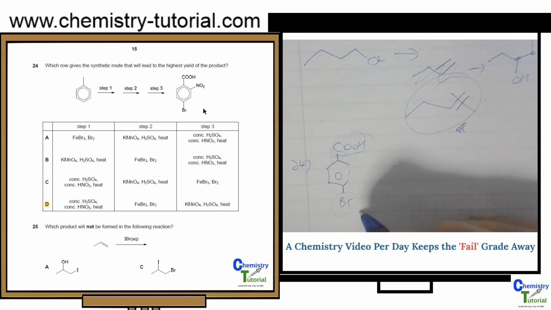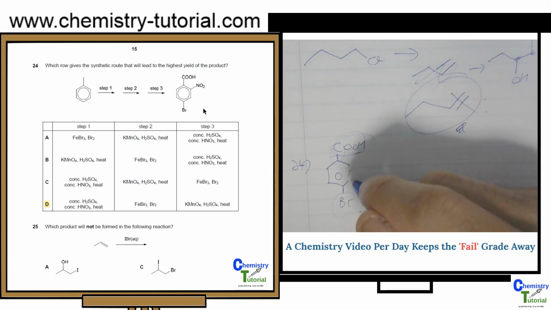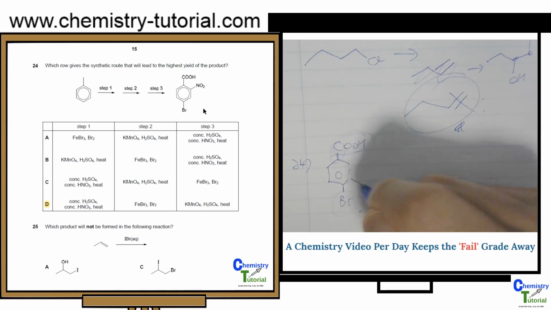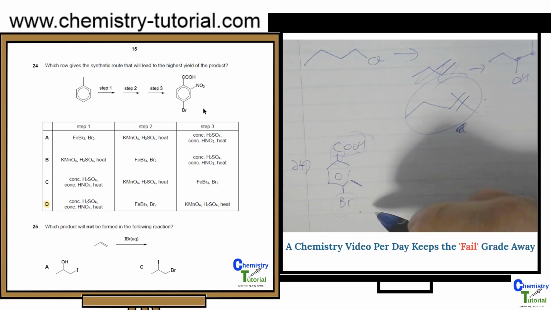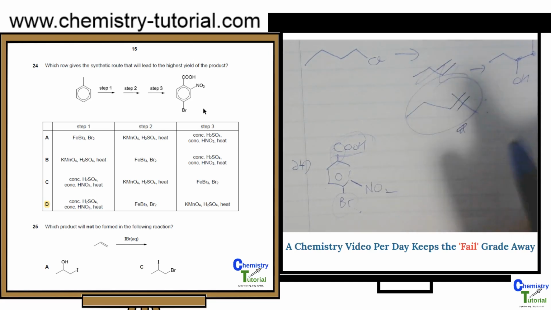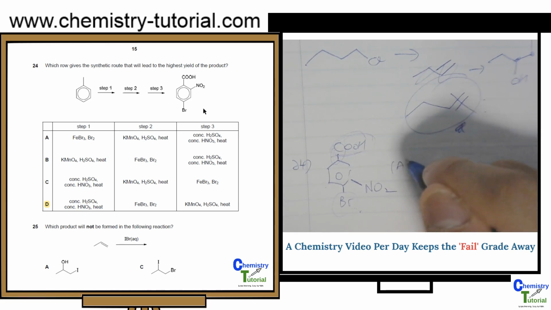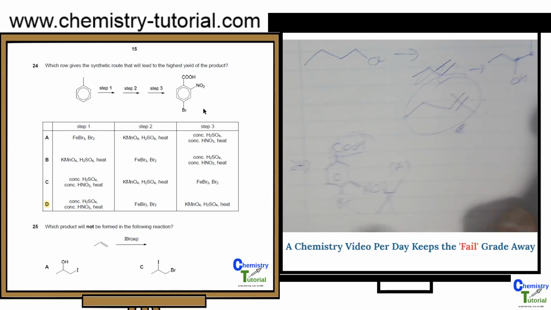This one. So therefore, the incoming nitronium ion NO2 plus will add at the 2nd position or the 4th position relative to Br. However, the 4th position has been occupied by COOH, so it's going to add at the 2nd position, either here or here. Hence, this is our product. Is it the same as the one that you want to see? No. So therefore, option A is wrong.